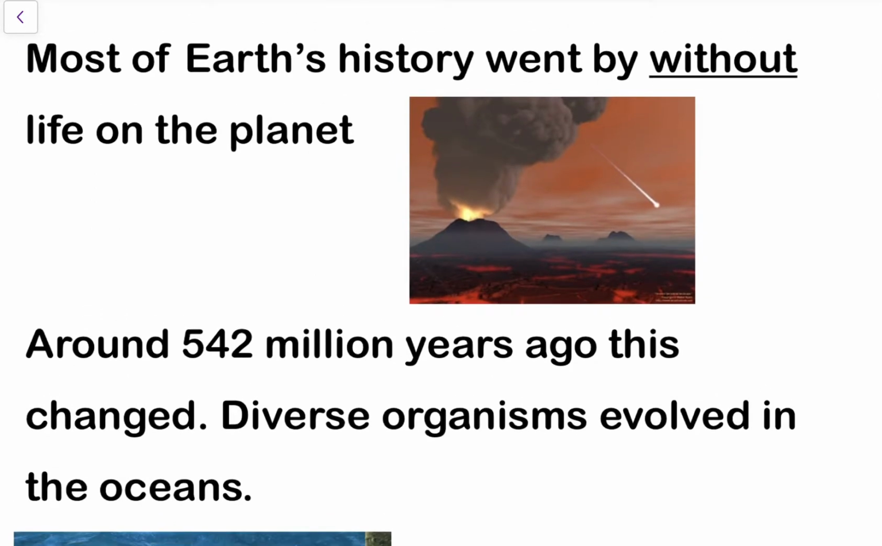So, Earth is 4.6 billion years old, and most of Earth's history went by without life on the planet. Okay, 4 billion of the 4.6 billion years went by without much life on the planet. It was mostly just rocks, volcanoes. There were some microbial life, little tiny microbes, bacteria, viruses that might have existed back then. But for most of Earth's history, there were no animals, no plants on the planet.